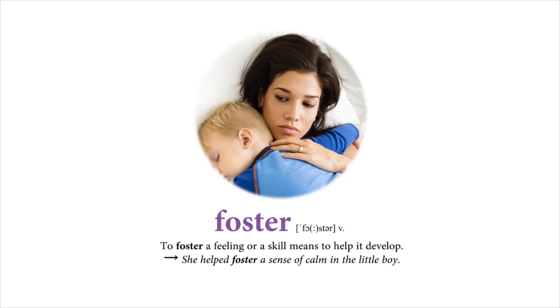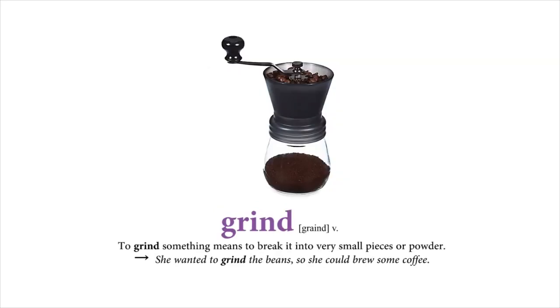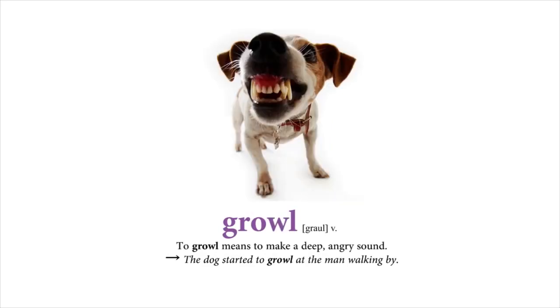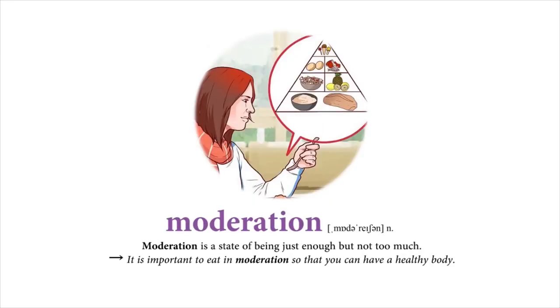Foster. To foster a feeling or a skill means to help it develop. She helped foster a sense of calm in the little boy. Grind. To grind something means to break it into very small pieces or powder. She wanted to grind the beans so she could brew some coffee. Growl. To growl means to make a deep, angry sound. The dog started to growl at the man walking by. Moderation. Moderation is a state of being just enough but not too much. It is important to eat in moderation so that you can have a healthy body.